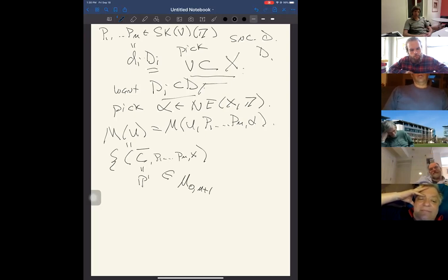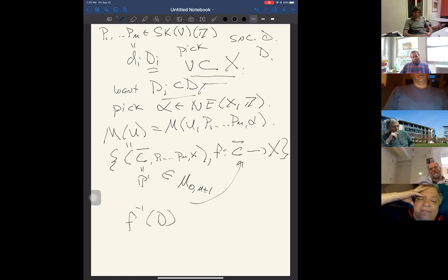That's all we're doing. And then I have a function, of course, an algebraic function, taking C bar, my P1, into X with the kind of boundary contact that Bernd was talking about, where the condition is that the pullback of D, the boundary, should only touch the boundary at the points P1 to PM with the given multiplicities, DI, PI, where these DIs were the multiplicities of these divisors.